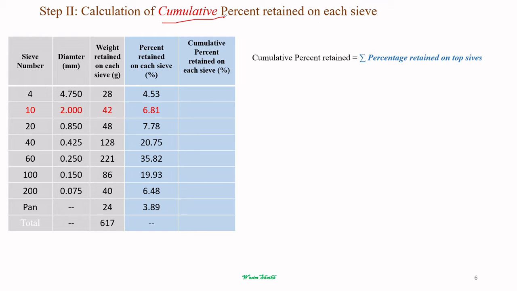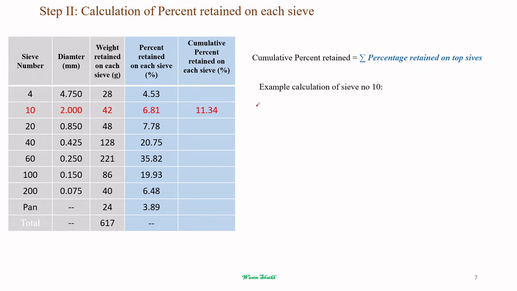Now this is percentage retained but in the form of cumulative. The word cumulative means successive addition, or you can say it is a combination of different values. The formula is very simple: percentage retained on the top sieves. Let's say, for example, the first value that we'll look at is sieve number 10. Why am I not doing 4? I'll do 4 later on, but I just wanted to explain the concept. Once you understand the concept, you can do all the calculation. So let's focus on sieve number 10 first. As per the formula, that value will come as 11.34.